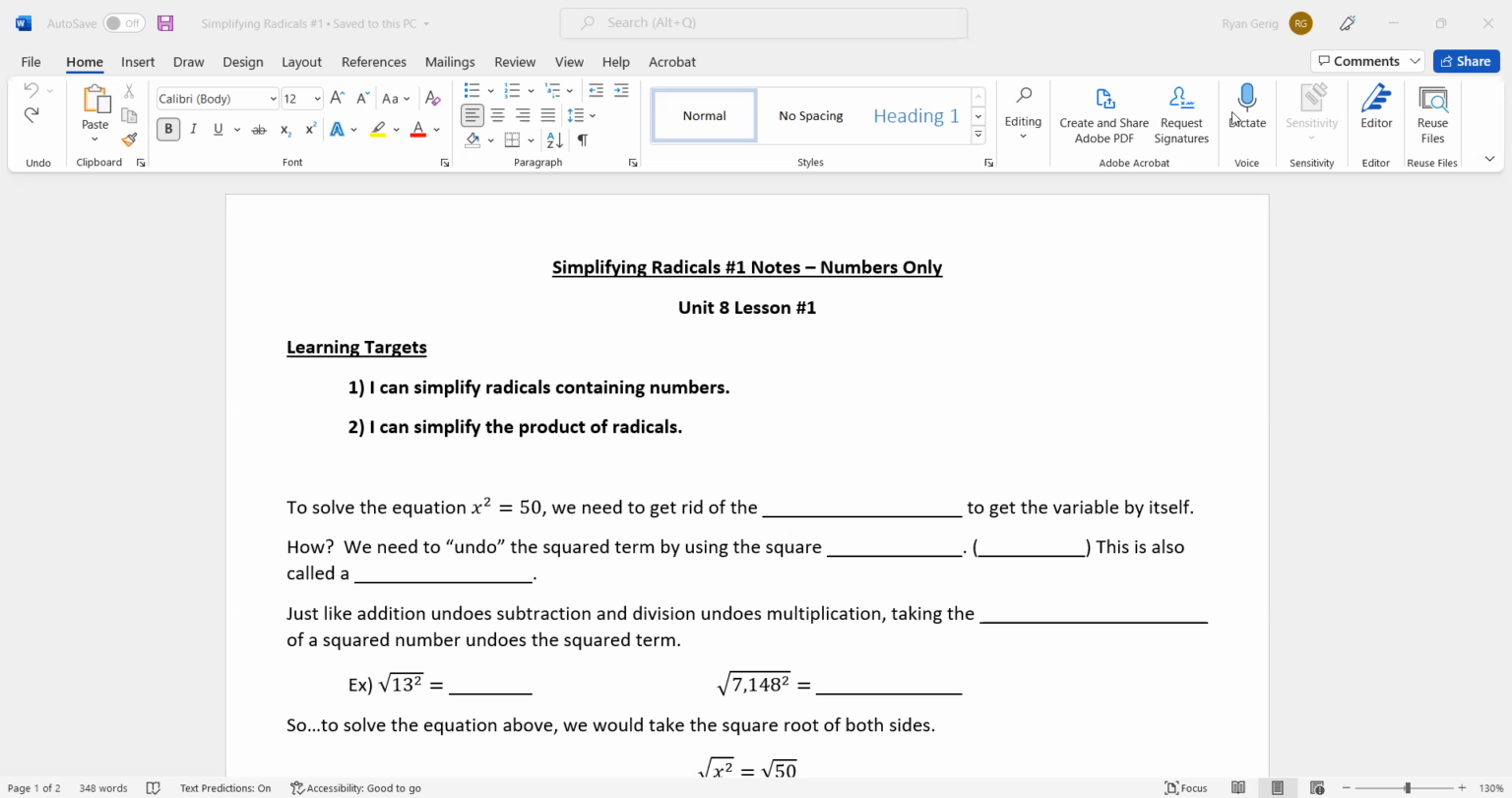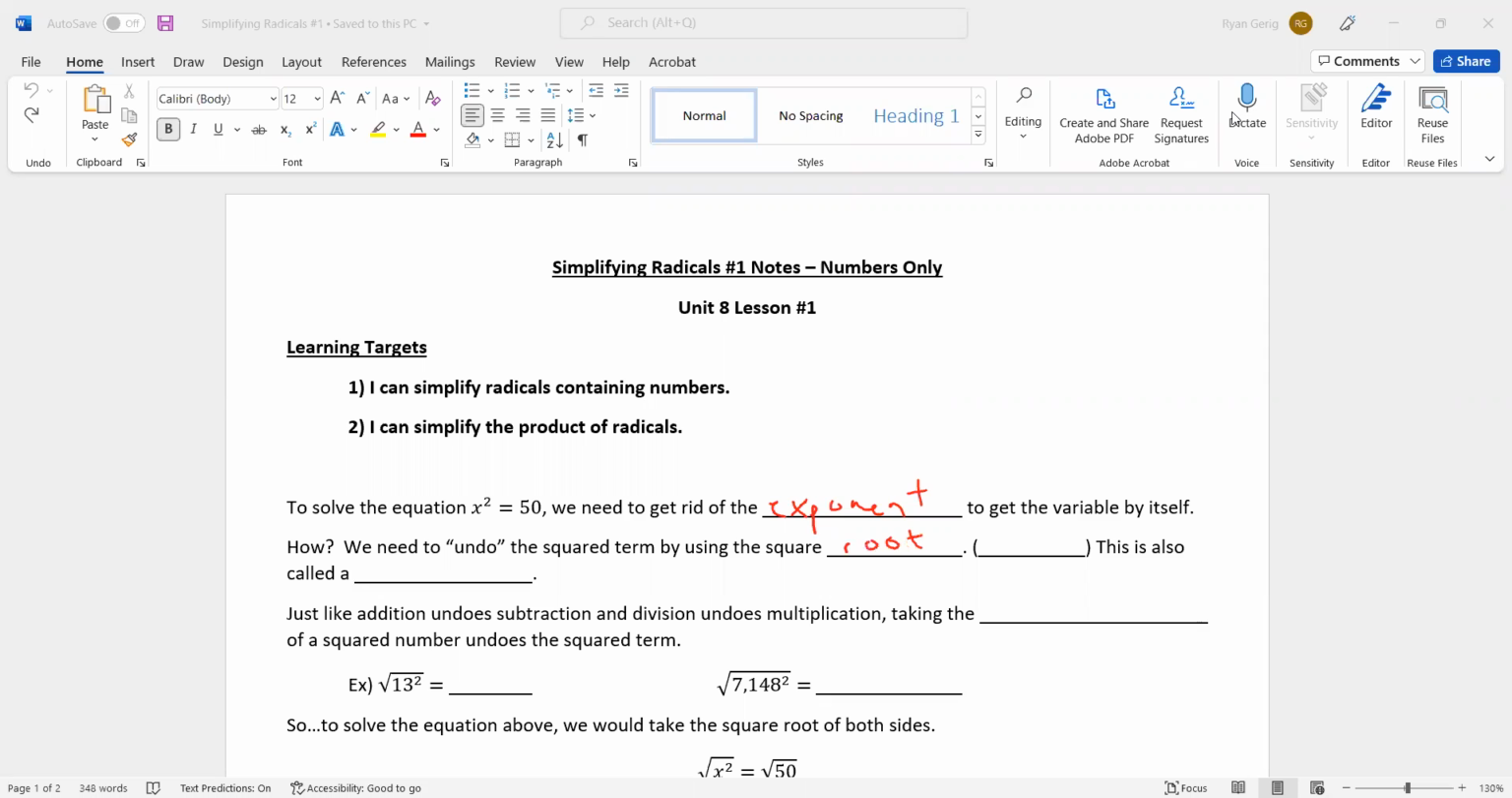Where does a radical come from? Well, you've seen x squared before, and you'll see equations where it says x squared equals 50. To solve that equation, x squared equals 50, we need to get rid of the exponent, right? That's how you're going to get x by itself. How do we do that, though? It's not a 2x, so you can't just divide by 2. You need to undo the squared term. And to do that, you have to use the square root.